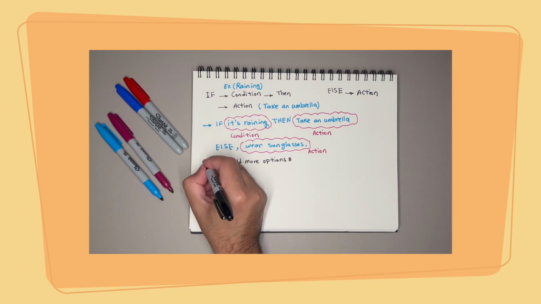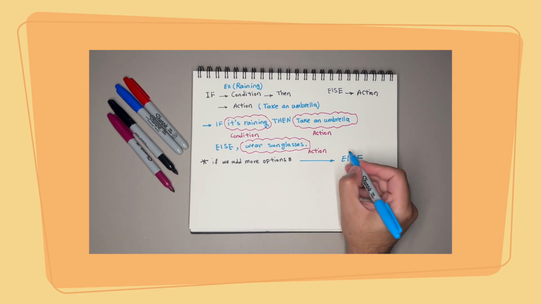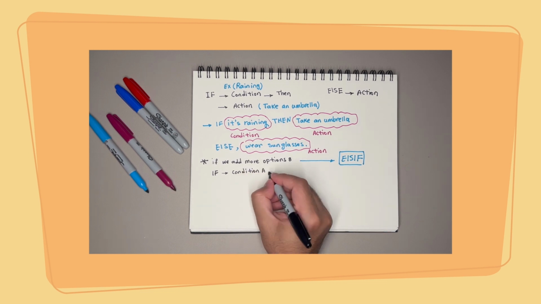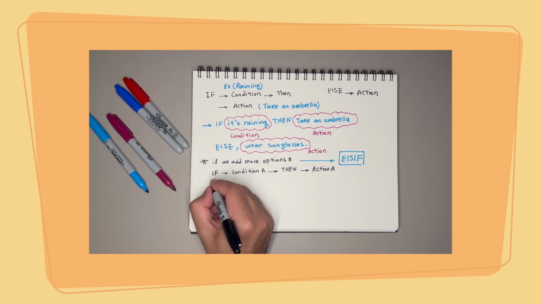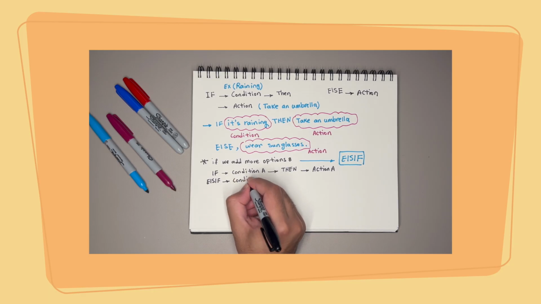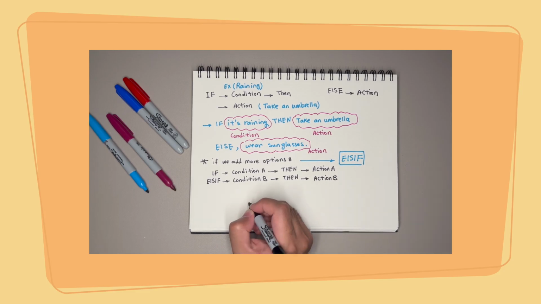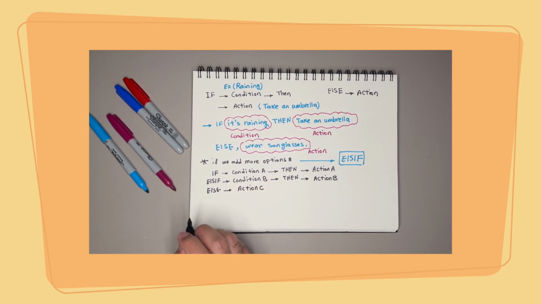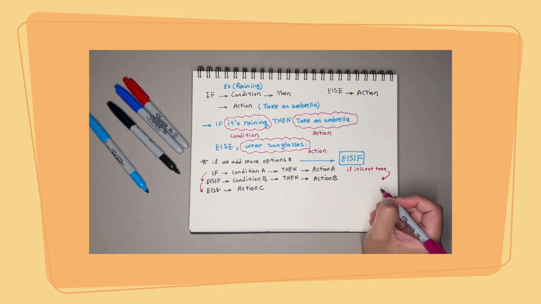Now if we add more options, we bring in ELSIF. So I'll sketch it out too. So you see the flow here, one condition at a time, top to bottom. The PLC checks the first, if it's not true, it goes to the next, and if none of them are true, it falls back to else.